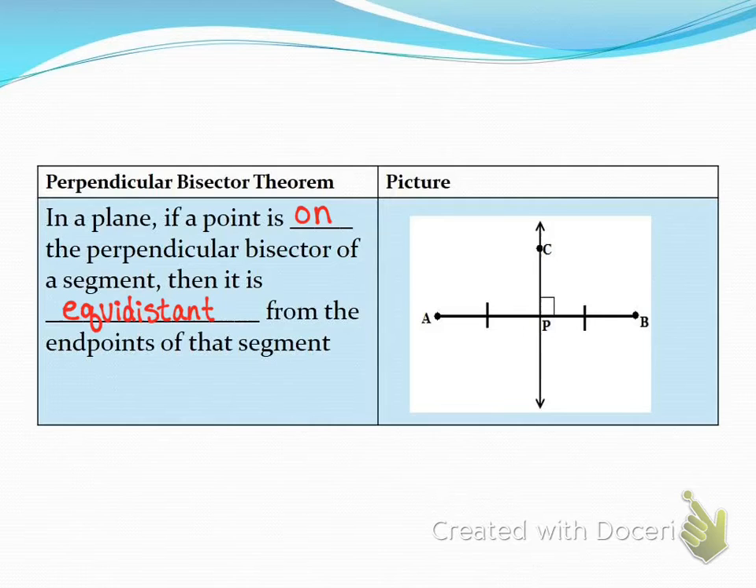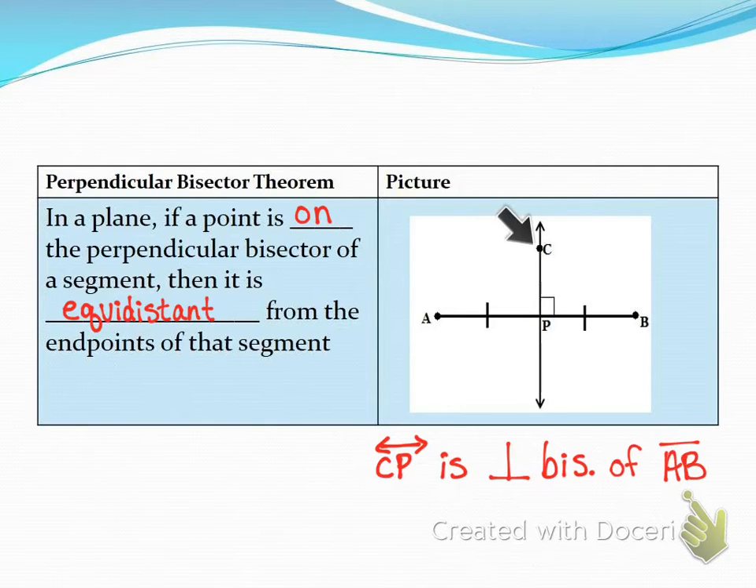So in that diagram, what is our perpendicular bisector? CP. Line CP is the perpendicular bisector, so if you want to make a note of that, you can. CP is the perpendicular bisector of AB, if we want to be really specific about it, segment AB. So line CP is the perpendicular bisector of segment AB.